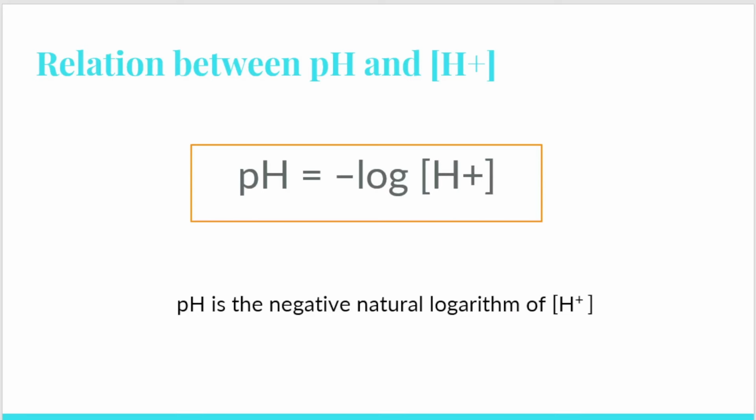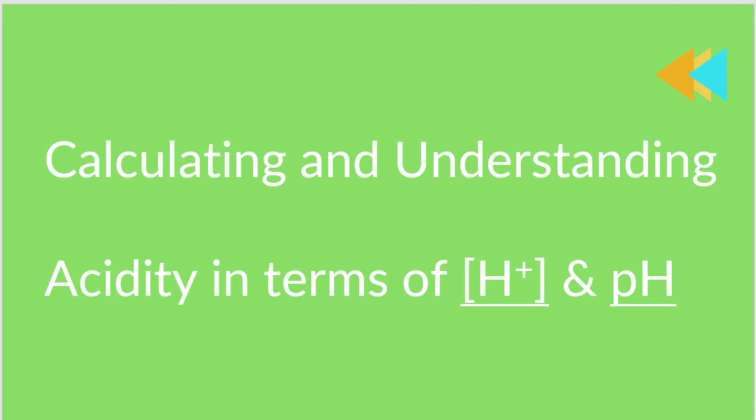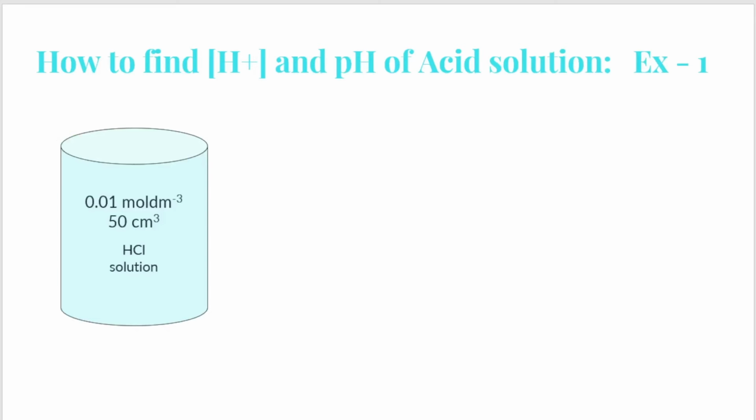The relation between hydrogen ion and pH values is the following equation. pH equals negative logarithm of hydrogen ion concentrations within a solution. Now let's understand how we can calculate and understand acidity in terms of hydrogen ion concentrations and pH values. To do this, let's start with a few example questions of how to find hydrogen ion concentrations of solutions themselves and its pH value.